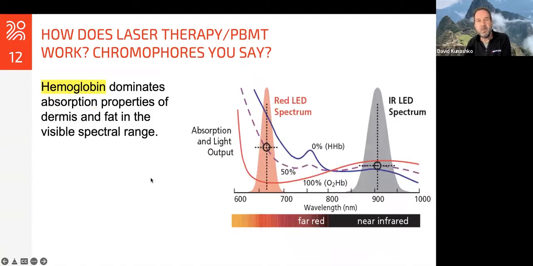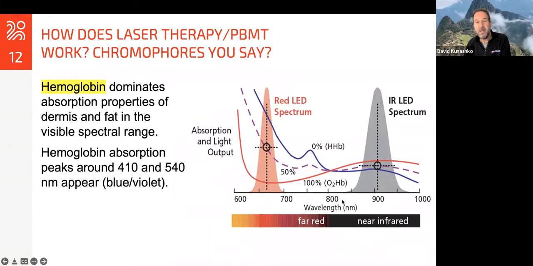Now we talk about hemoglobin. Hemoglobin dominates the absorption properties a little bit deeper, deep to the epidermis, where there's blood, and there are different layers of blood, and also into the fatty area as well. Hemoglobin tends to absorb light a lot around the 410 and 540 range, so in the blue-violet zone as well, and a little bit into the red.